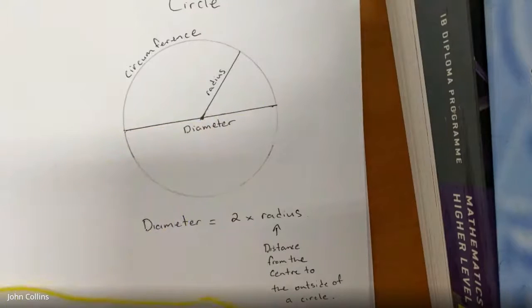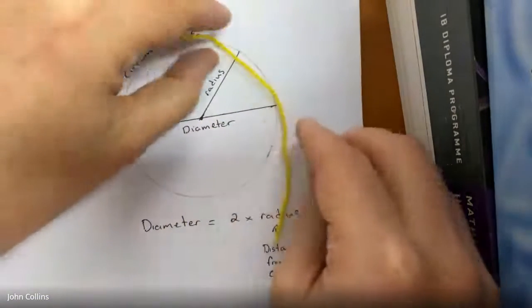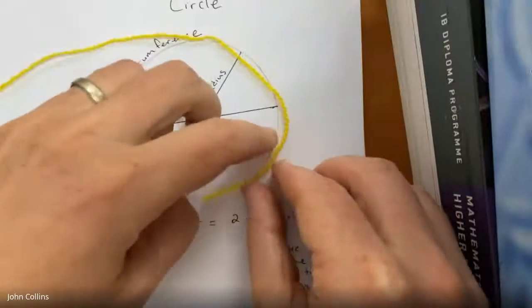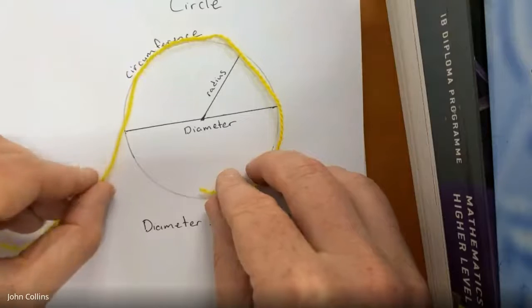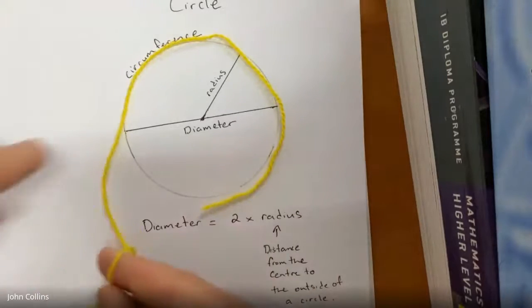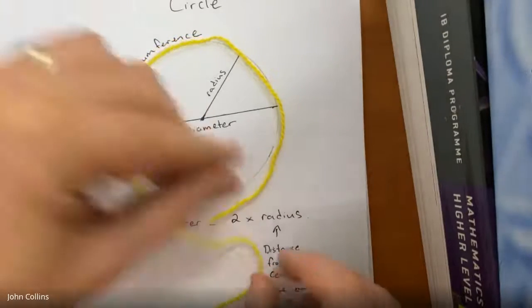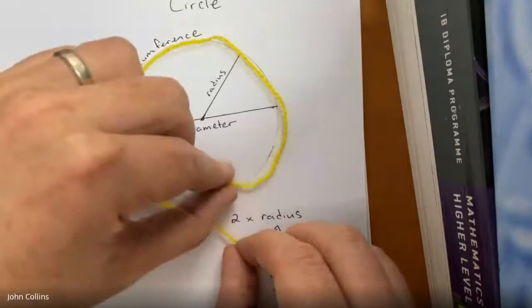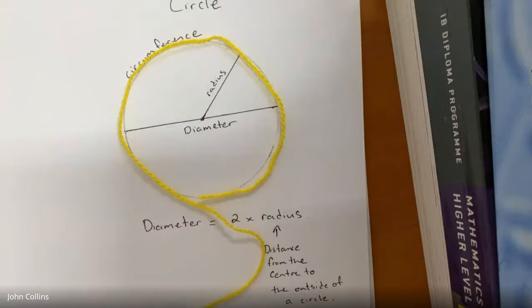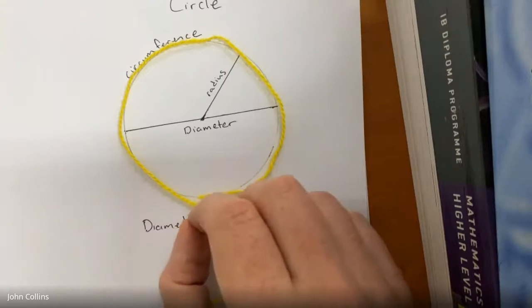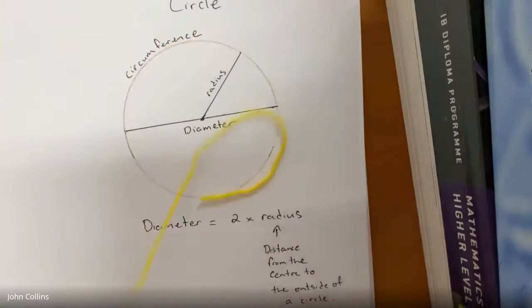Use the string to measure around the set. String is a malleable shape. So if I use the piece of string here to measure around the outside of the shape, like so. That's pretty close. You can see there's some errors, but I think it's about to here on the string.